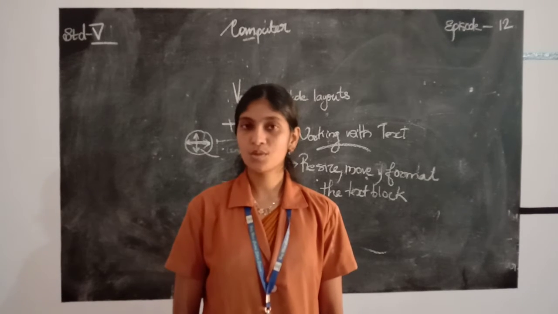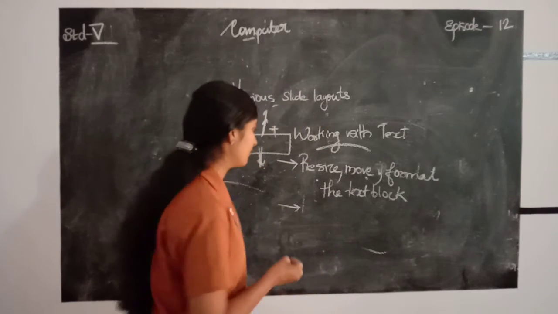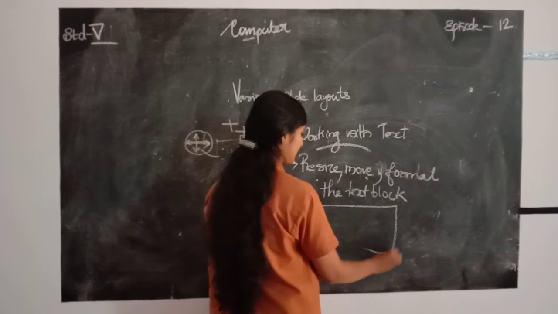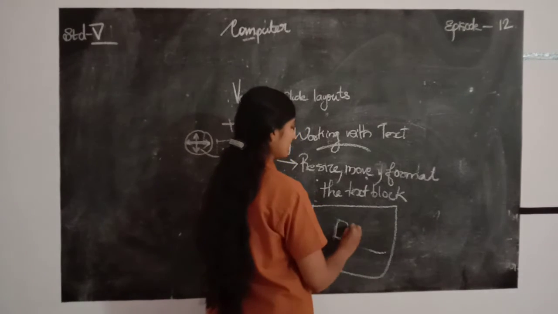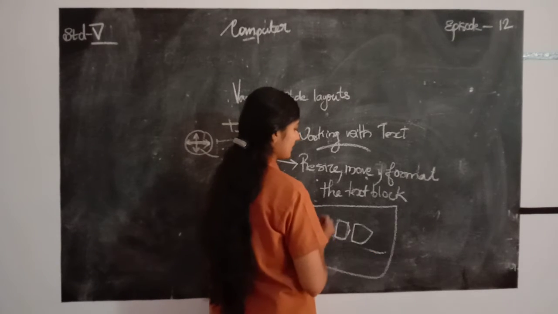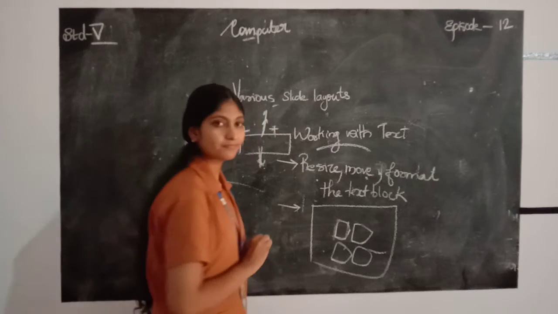So how to do it? First, in the content placeholder. For example, this is your content placeholder. And we know it contains charts, smart graphics, audios, pictures, etc.